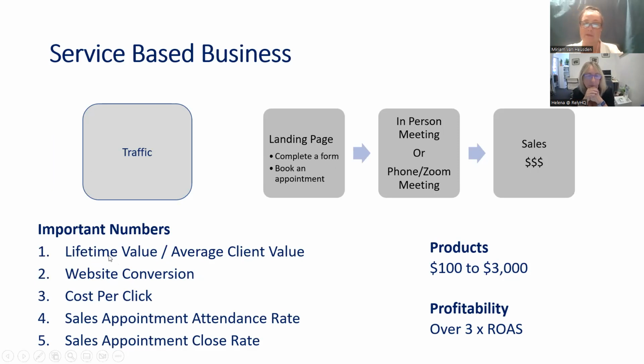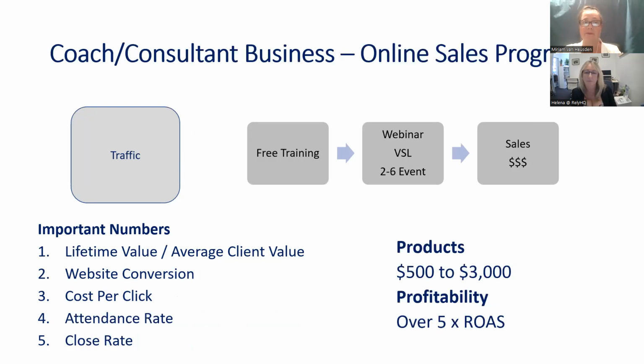Very similar numbers to look at here: average client value, website conversion, cost per click. But we also want to have a look at, in between here, from the landing page to the meeting, how many came in, and then also from the meeting to the sale, what was the close rate? So this is again between products between $100 and $3,000. We want to have over 3 times return on ad spend. So it gives you some really good numbers.